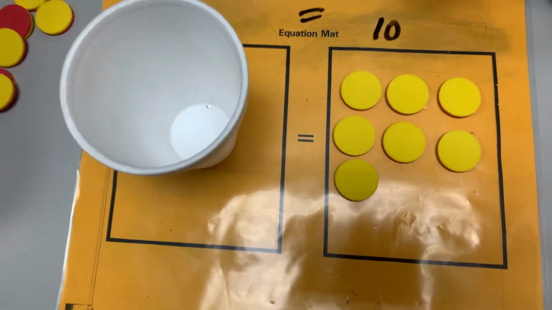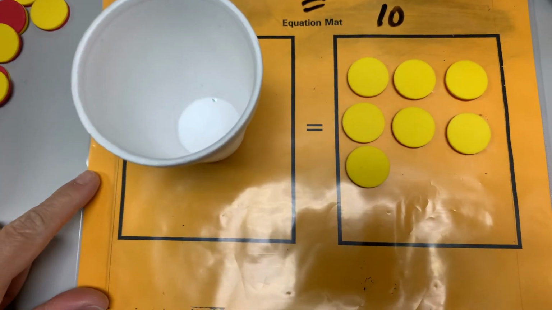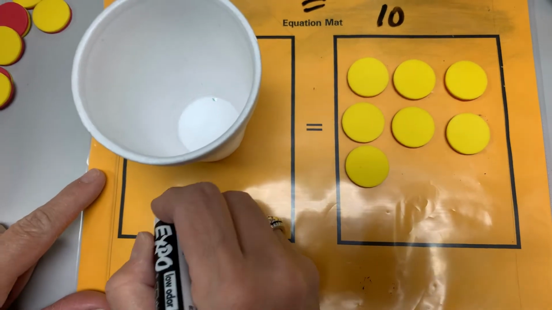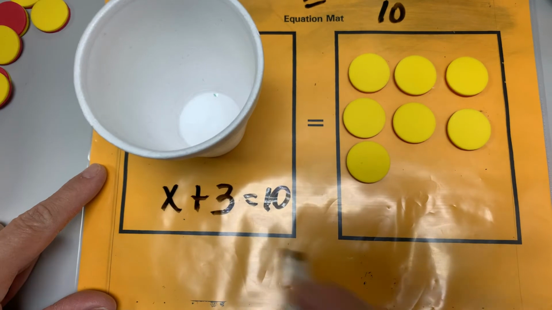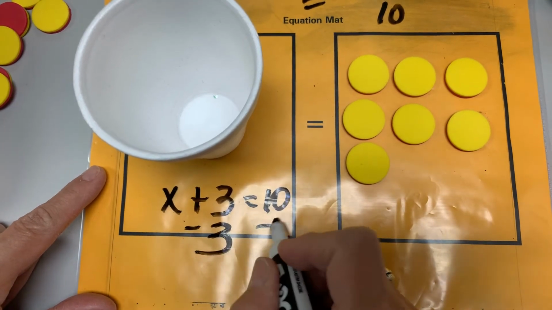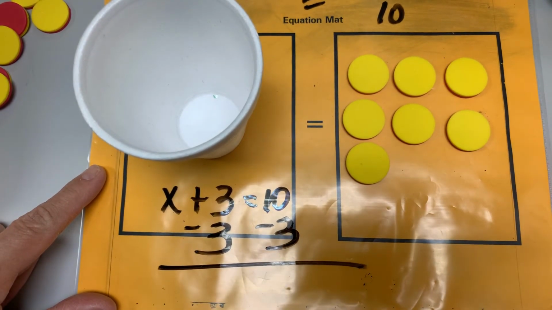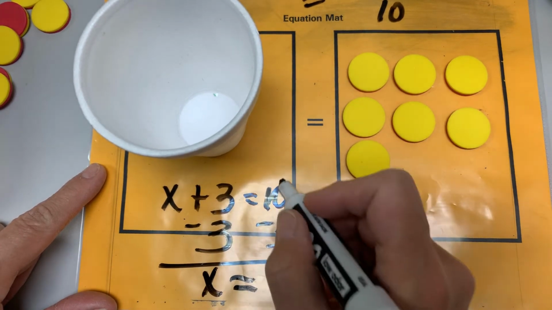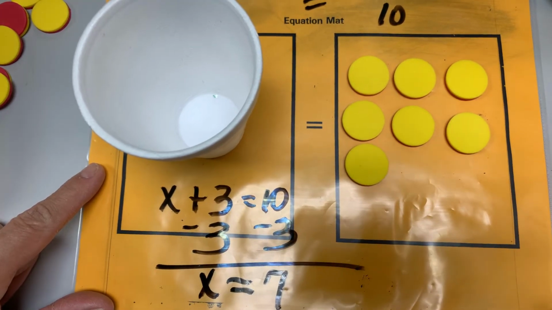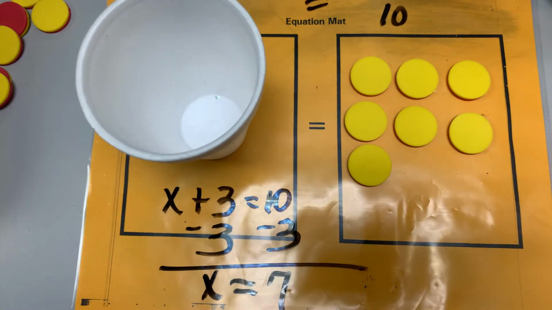Now, to show how that's worked algebraically, if we did x plus 3 equals 10, I just subtracted 3 from both sides of our equation. So 3 minus 3 is 0, which leaves you with x, and 10 minus 3 is 7, and that's what we had. All right? Okay, let's do another one.